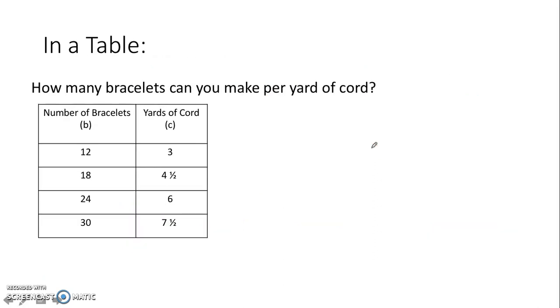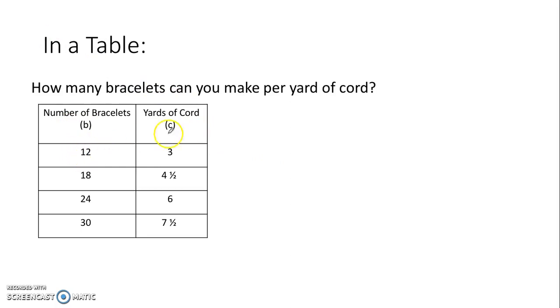So let's try to now find it in a table. So we're trying to figure out how many bracelets can you make per yard of cord. So essentially we're wondering, what is our constant of proportionality? What's the unit rate? Okay, so what we're going to do with the table, it's exactly the same as a word problem. We're trying to find the unit rate. And so we're going to set it up exactly the same. We're going to find a proportion.